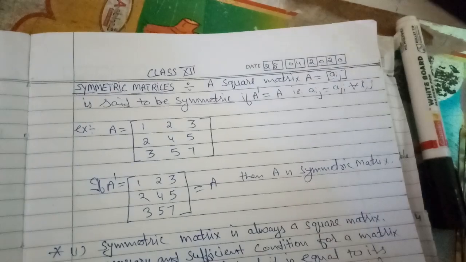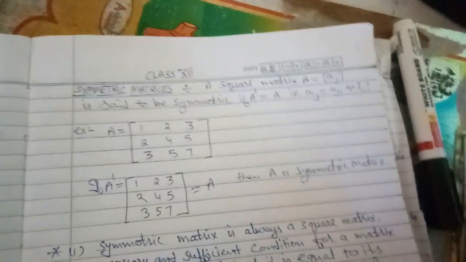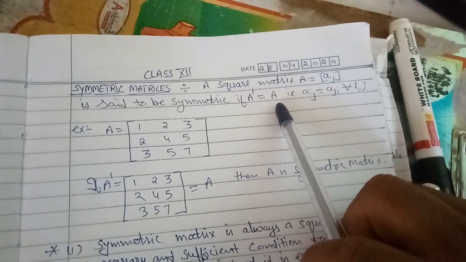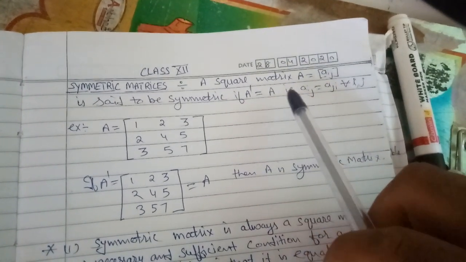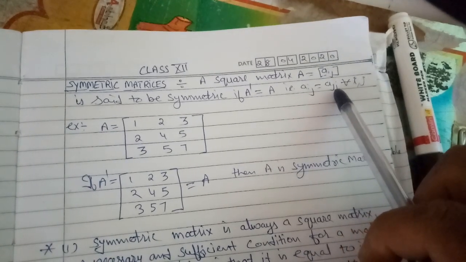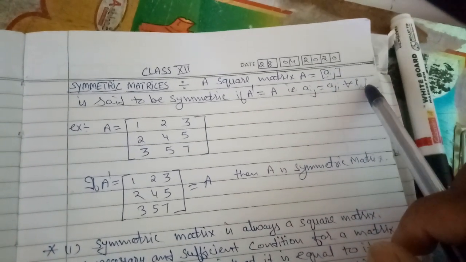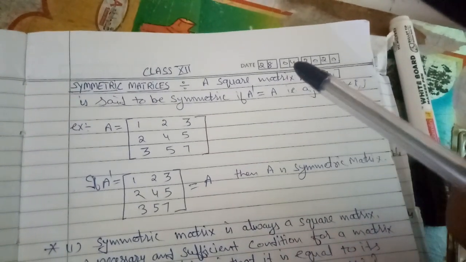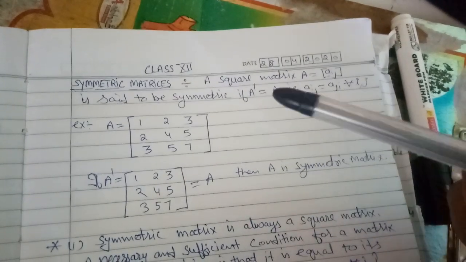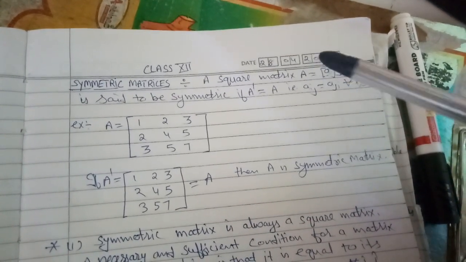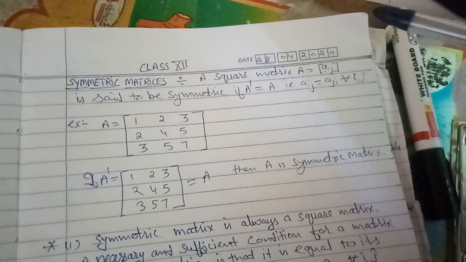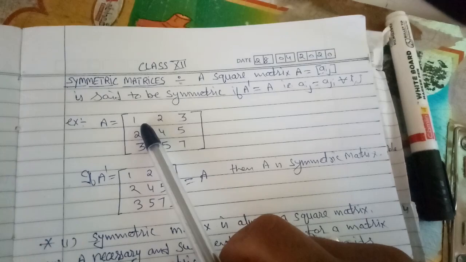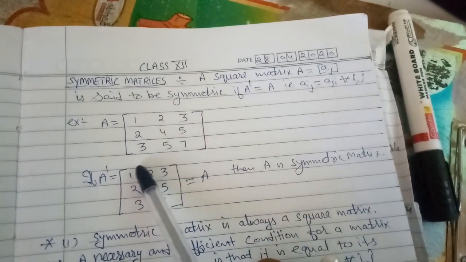A square matrix Aij is said to be symmetric if the transpose of A is equal to the matrix A itself, that is Aij is equal to Aji for all i and j. So in simple language, a symmetric matrix means that if we take the transpose of that matrix and get the same matrix A, then we can say that it is a symmetric matrix. So let's see the example here: 1 2 3, 2 4 5, 3 5 6.